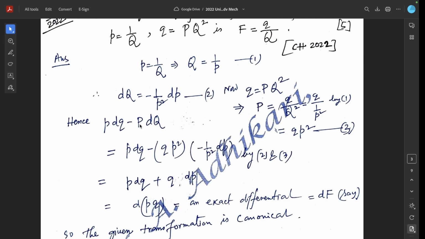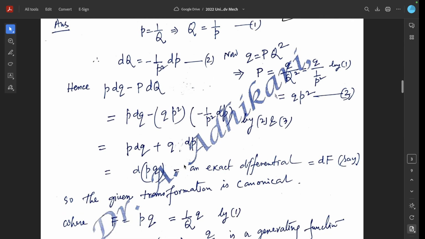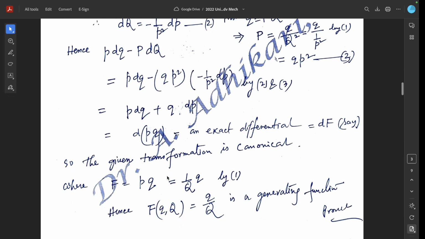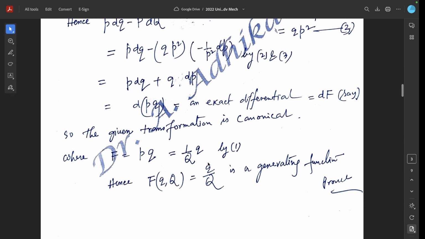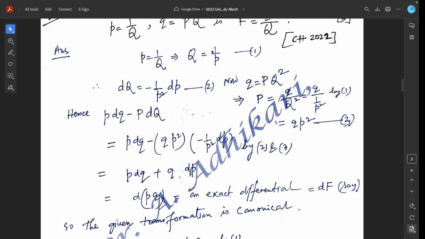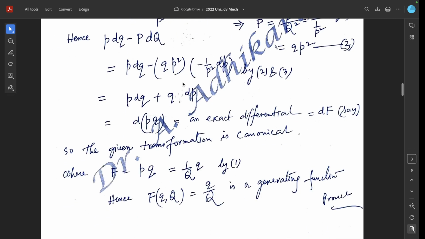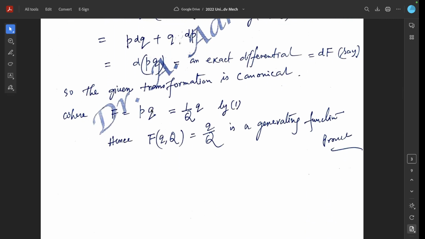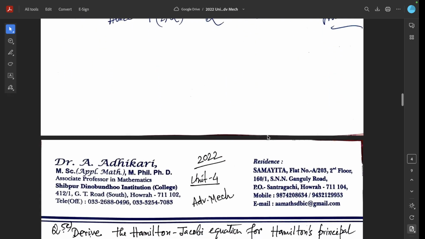Hence p dq minus capital P dQ equal to this, using 2 and 3. So we get an exact differential, this capital F equal to pq. This is the generating function. And putting the value of small p equal to 1 by capital Q, we get the generating function q by capital Q.